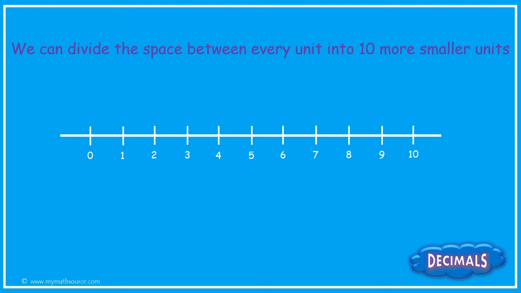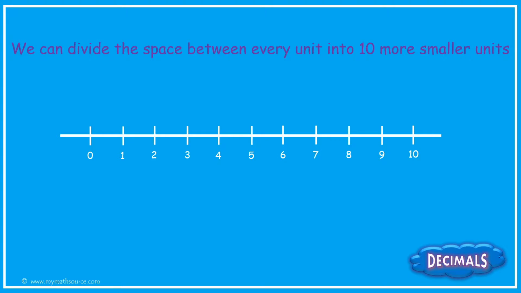In this lesson, we are going to look at numbers that are between 0 and 1 and the numbers that are between the whole numbers. There's a nice concept that we can explore, and that is we can divide this space between every unit into 10 smaller units. Here we see the same number line that we looked at before in the previous video.